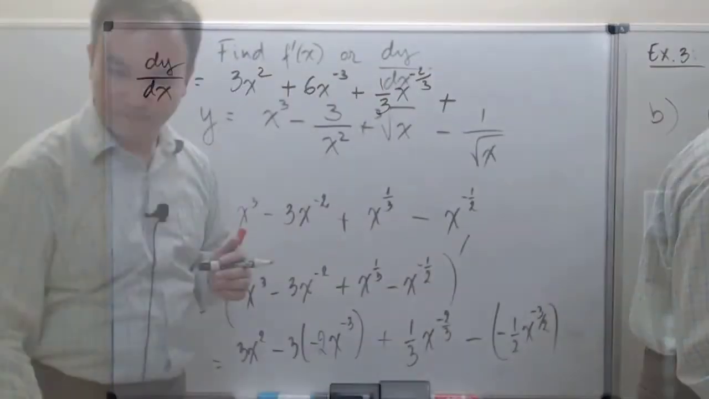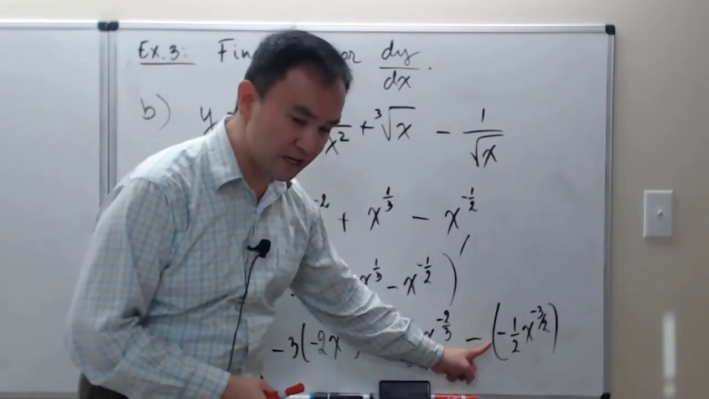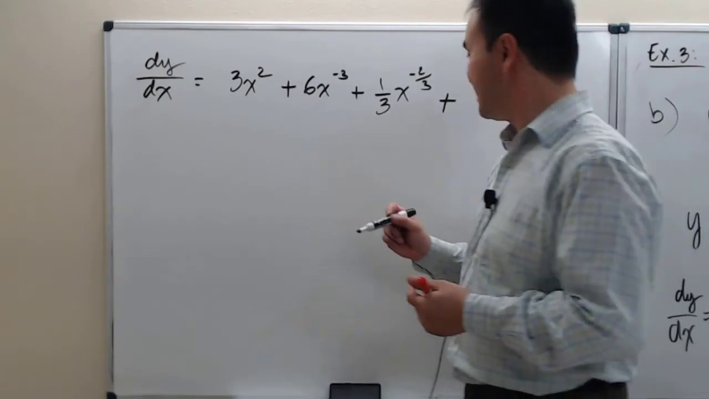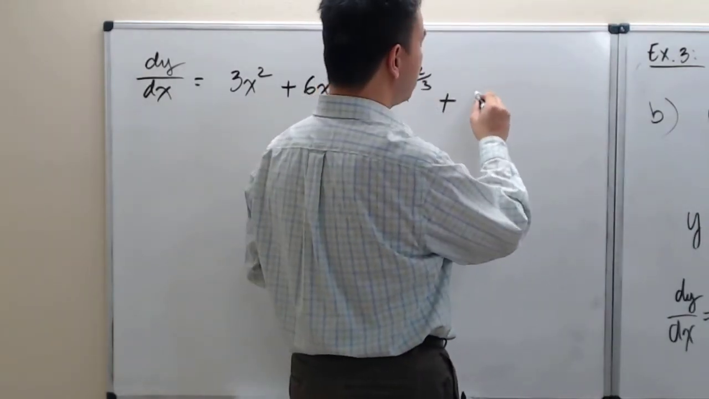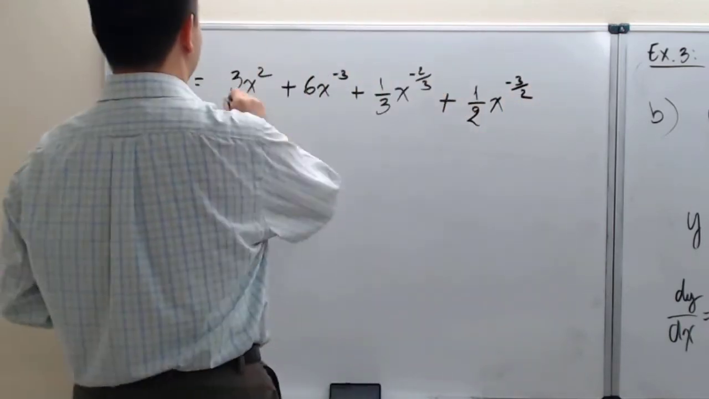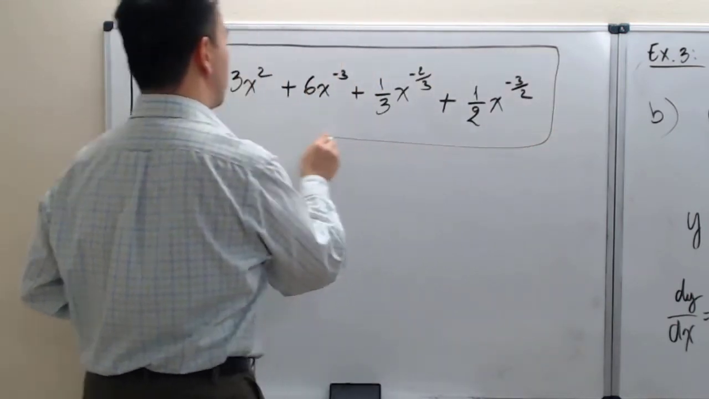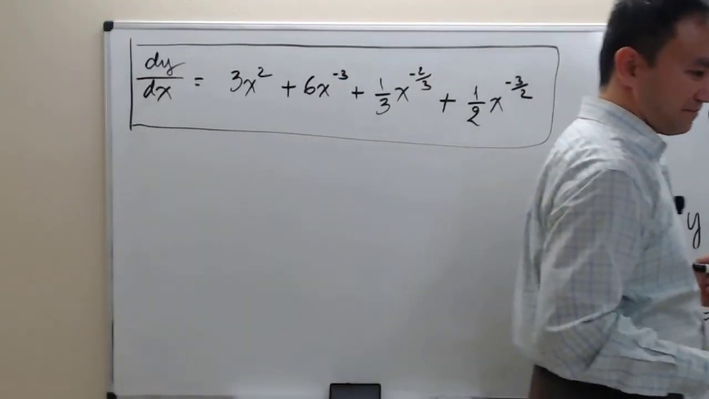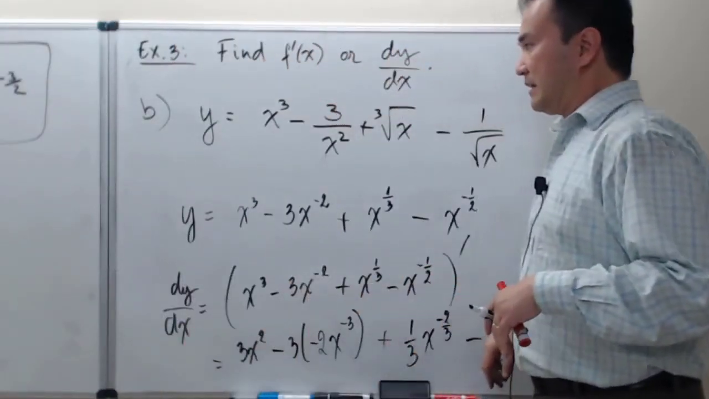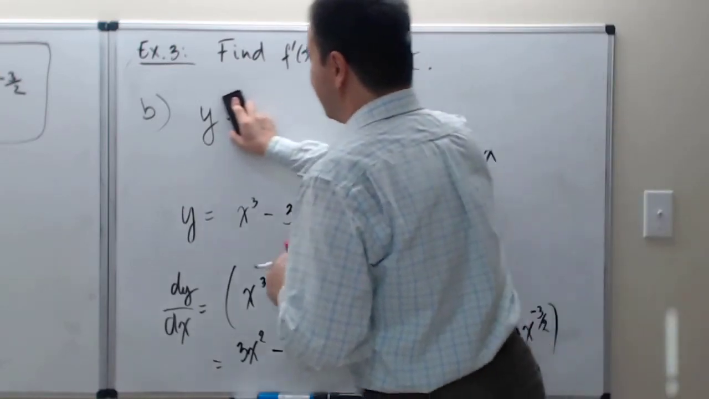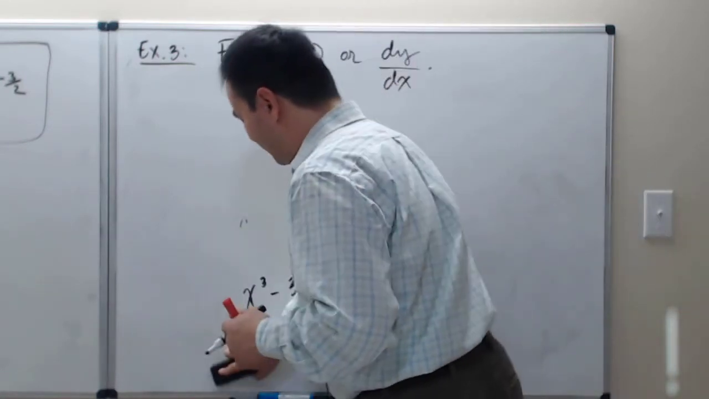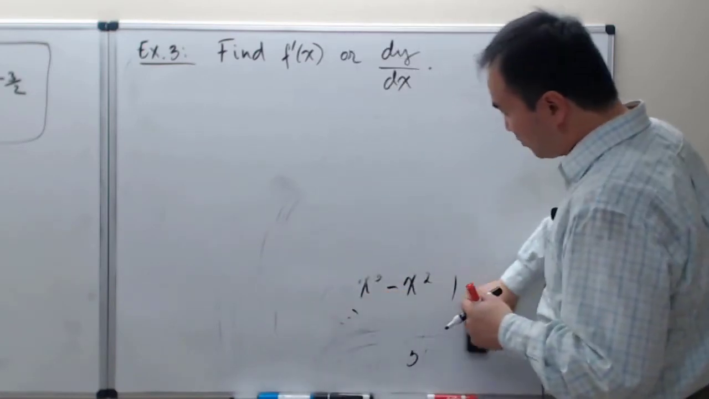Again, for the other term, we had that minus, then in parentheses there was a negative right there. And so now I'm going to have plus 1/2 x to the negative 3/2 power. And we're done with another derivative problem. And so now at this point, we are actually done with example 3 here.